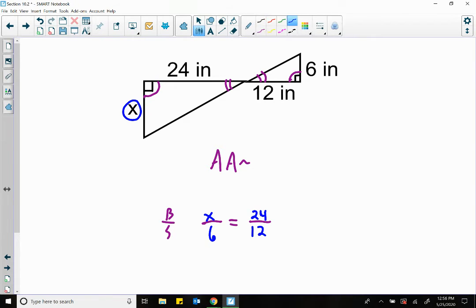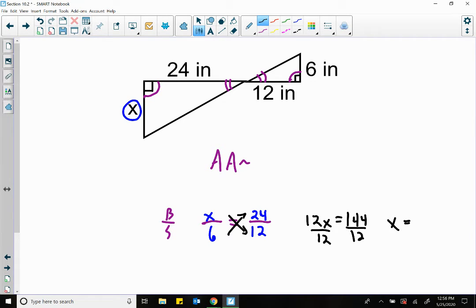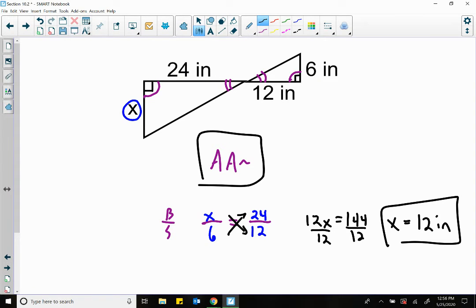All we do now, cross multiply and solve. Plain and simple. So x times 12 is 12x. And 6 times 24 is 144. All we do now is divide by 12. And x is equal to 12 inches. And there you go. Okay? Nothing crazy, promise you. And there's not a lot of these. I think there's like 2 or 3 of these that you have to do. Okay? All right.